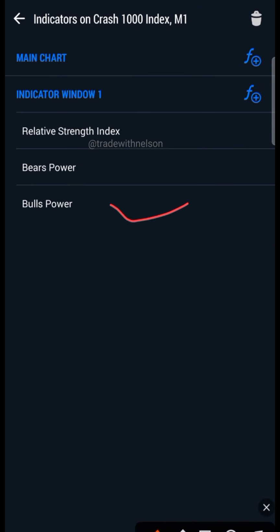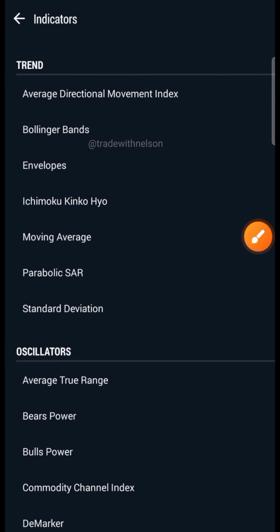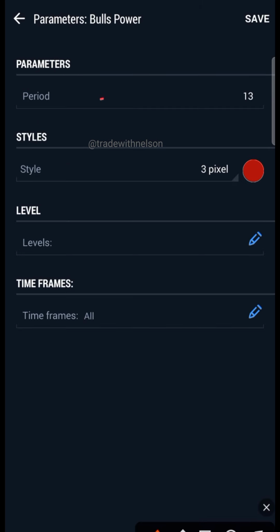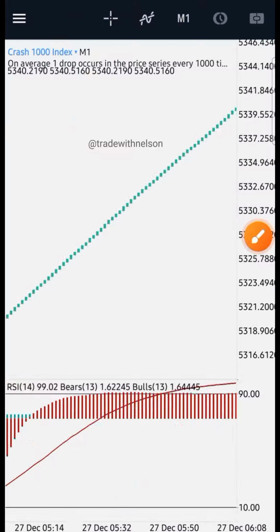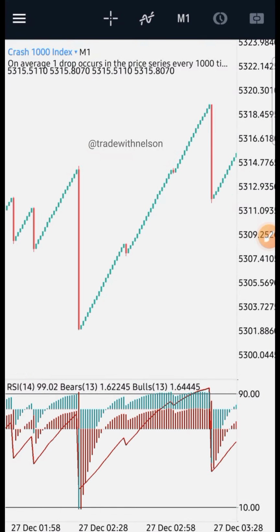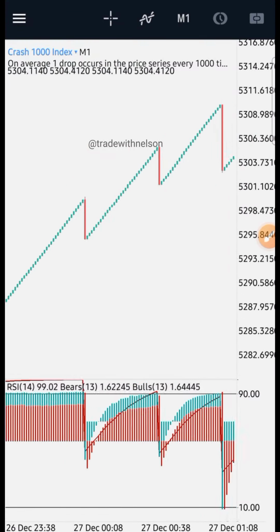The next indicator is the bulls power. First, select the F icon on the indicators Windows 1. To select that, click on this F icon, then this is the bulls power. If you click on that, make your period 13, style 3 pixel, select a color of your choice, but here I am using red. After that, you click on save. So if you follow my settings correctly, your chart should look exactly as what you see over here.